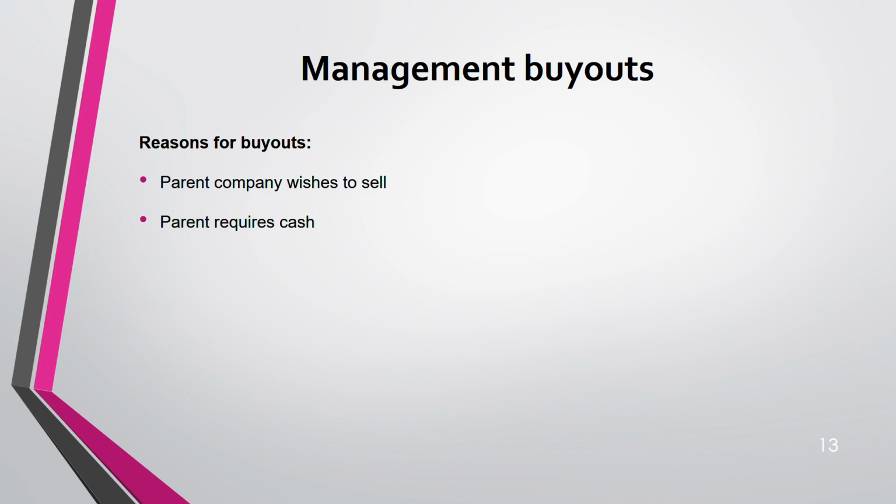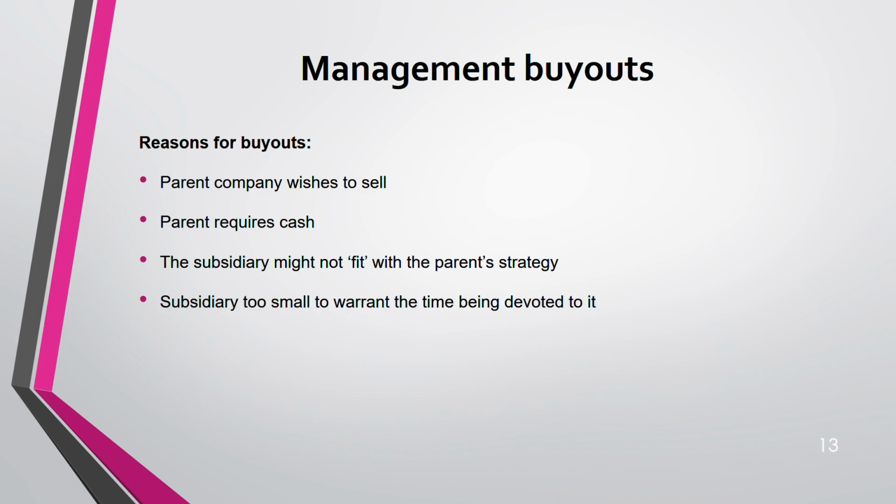Second, the parent might want cash. The subsidiary might not fit with the parent's strategy, so they think it's better to sell. The subsidiary might be too small for the parent. Parents feel that they should not give too much time to it because it is too small for them, so they sell. Or it is cheaper to sell a loss-making subsidiary to the manager rather than going to liquidation. They feel it is better to sell it to the manager and get some money rather than liquidating it entirely.